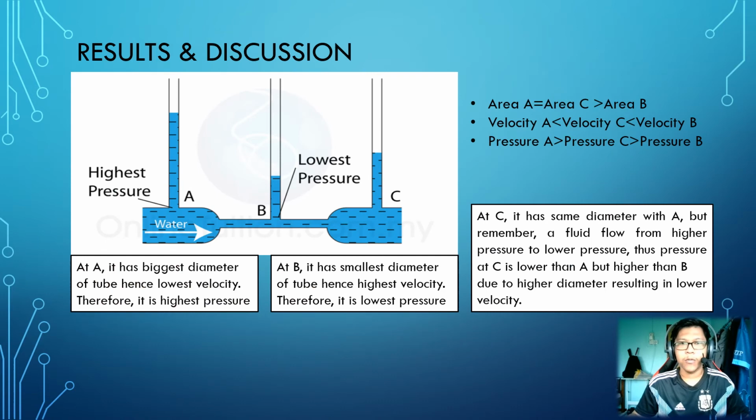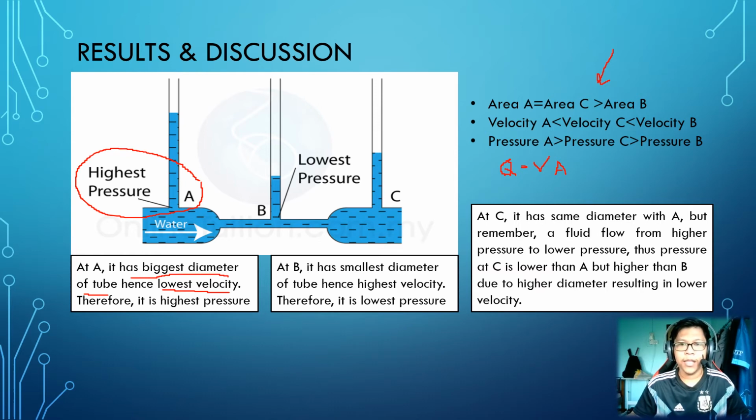Moving on to the next part, which is results and discussion. To have a better understanding, you may take note of this part. Let me explain. At A, here, it has the highest pressure. Why? Because at A, it has the biggest diameter of tube. Hence, it provides the lowest velocity because Q is equal to VA. Hence, the lower the diameter, the lower the area, which means the higher the velocity. Therefore, it has the highest pressure at A.